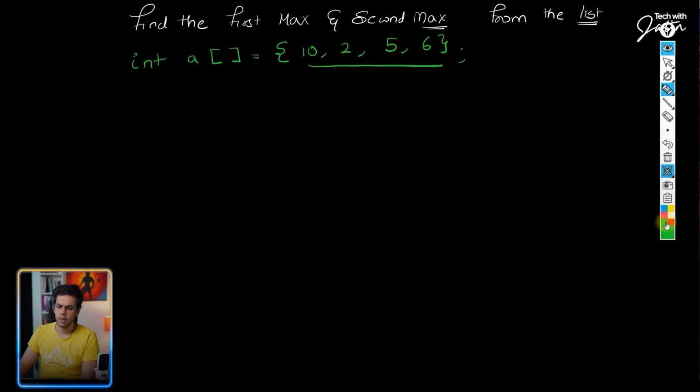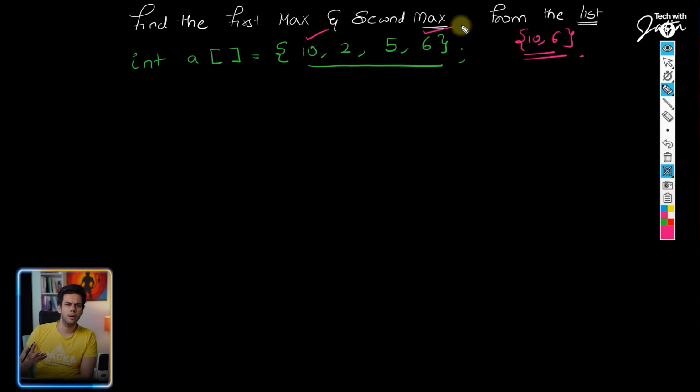Tell me which is the largest number. You're going to say 10. Tell me the second largest number. 2, 5, 6. Which is the second largest number? 6. So that should be the output of this particular program. We should be printing the largest as well as the second largest number. Now, let me ask you, how will you approach this particular problem?